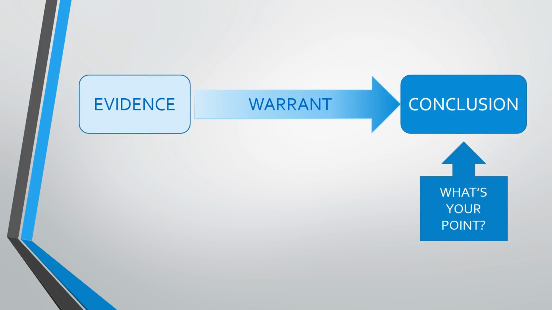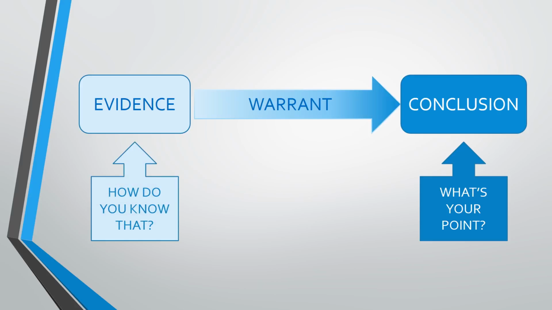Well, now that we've identified the conclusion, we ask of the conclusion, how do you know that? How do you know that the conclusion is true? In other words, we are asking for evidence for the conclusion. What reasons does the arguer have for thinking that the conclusion is true?